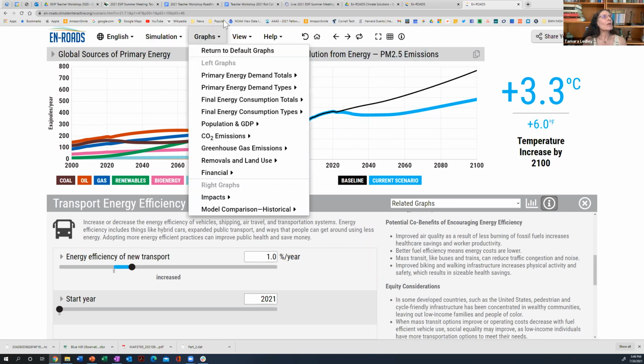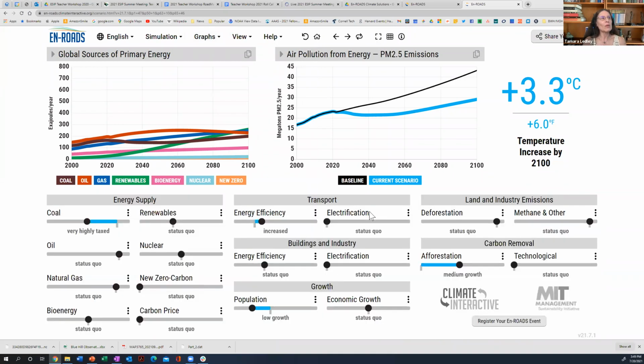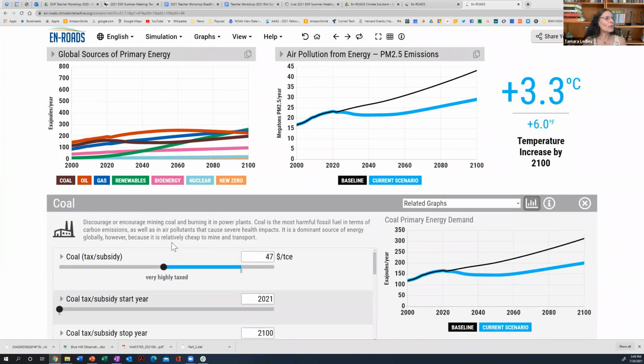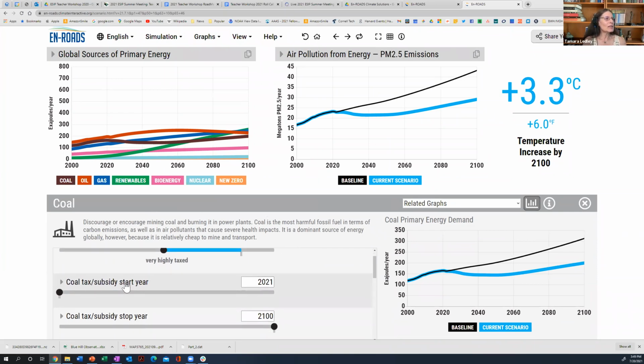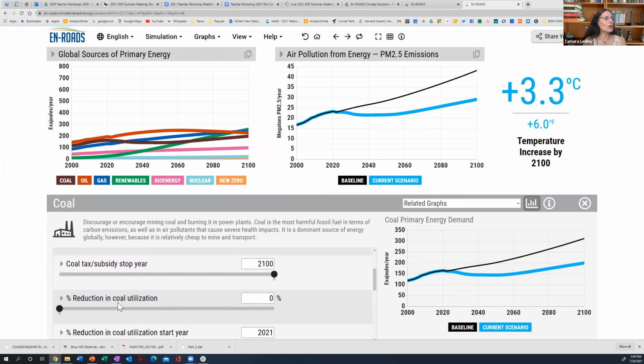Other graphs, we'll get to other graphs in a minute. So I want to show you one other one. We're going to go over here and look, basically, I'll call it under the hood for coal. So the very highly taxed coal is set here at $47 per ton. And you can set the year that the subsidy starts or the year that the subsidy stops. You can also say reduction in coal utilization.